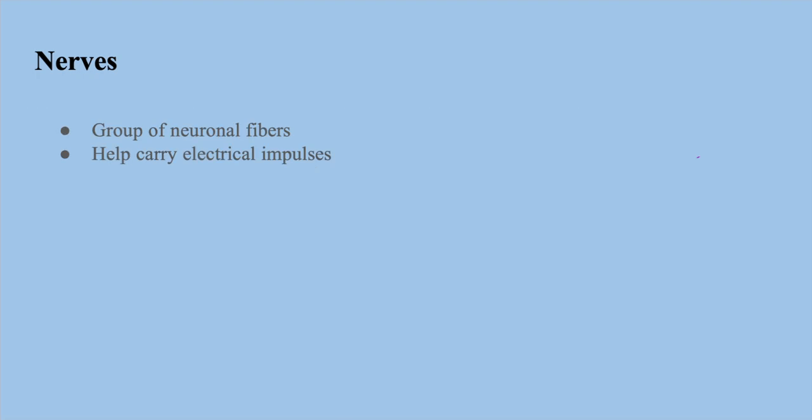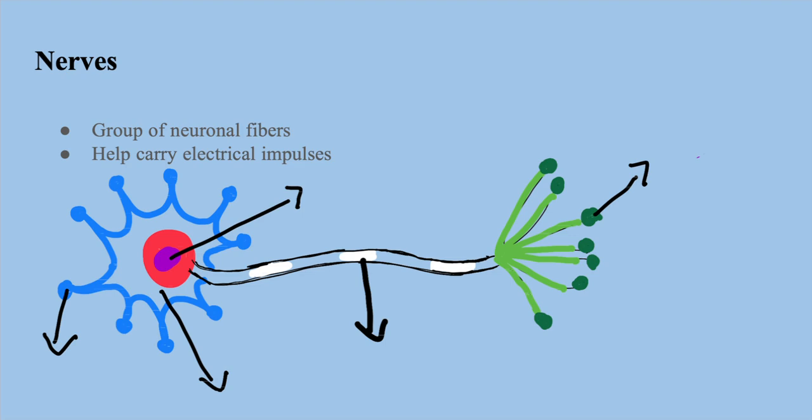Next, we're going to be talking about nerves. Nerves are groups of neuronal fibers which help carry various electrical impulses. And I have a freehand drawing of a nerve here. In this video, we're only going to be discussing the parts, but in a next video, we will be discussing the functions of those parts.